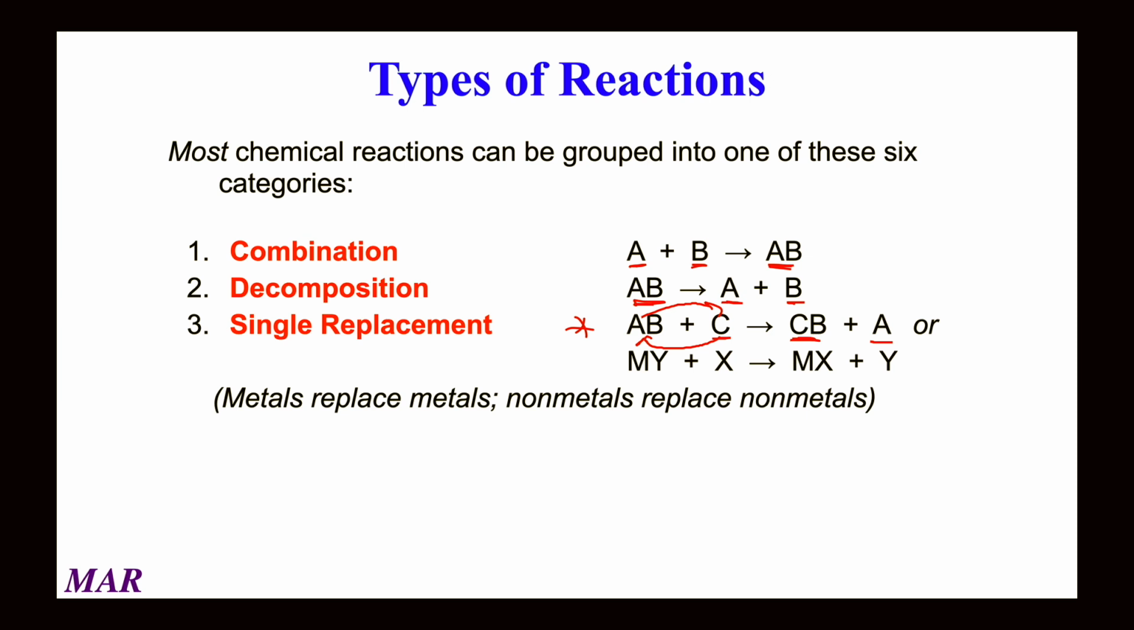Now, the reason I have 2 examples right here is because you have to do it metals and metals or nonmetals and nonmetals. In the example I just showed you, A and C are both metals or positive, and they're going to trade places with each other. In the second example, X and Y are nonmetals, and they're going to be the ones replacing each other. So M was dancing with Y, now M is dancing with X on the other side, and Y is by itself. So the only thing tricky about single replacement is you have to have the same kind of species being replaced by a similar species.